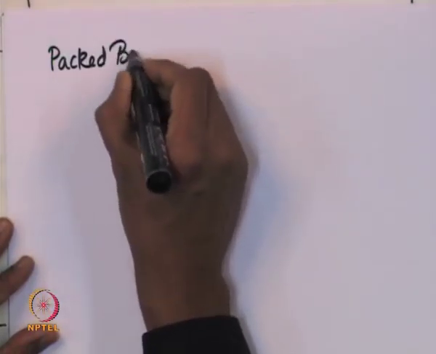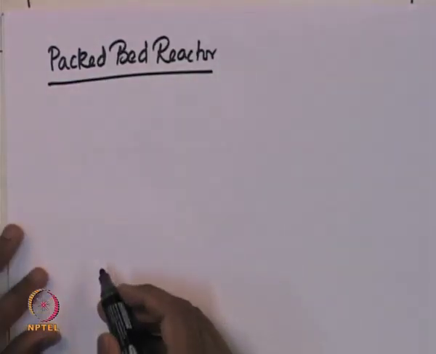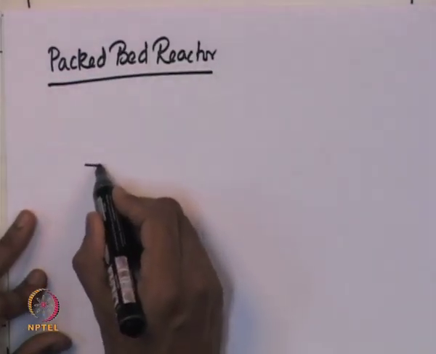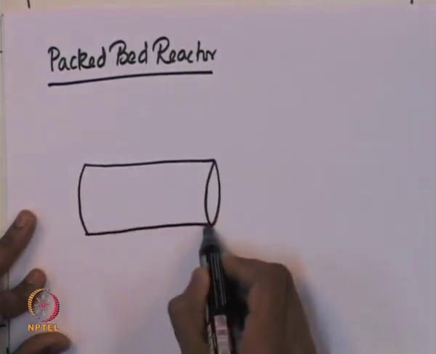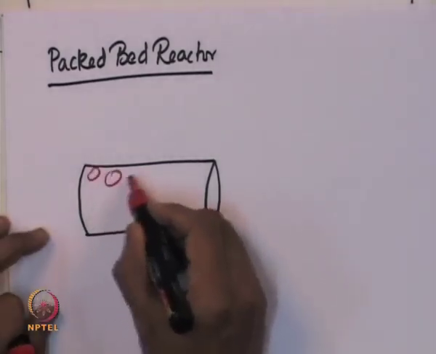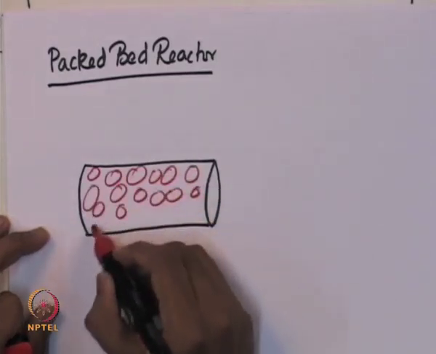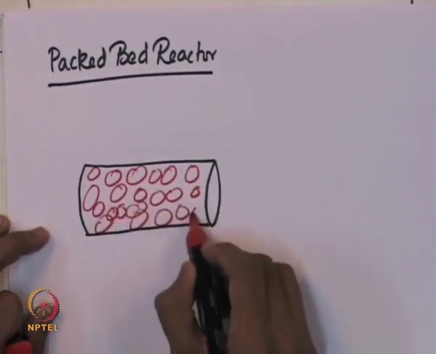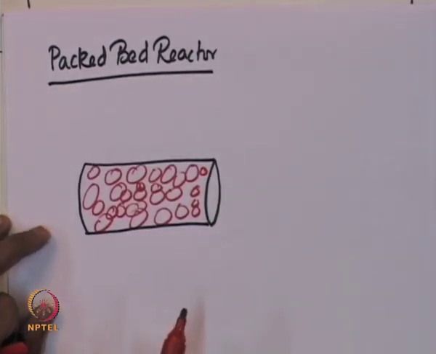So, now let us look at another example, a packed bed reactor. A packed bed reactor is nothing but a tube, and the tube is packed with catalyst particles. So, let us say that these are the catalyst particles which are packed inside.